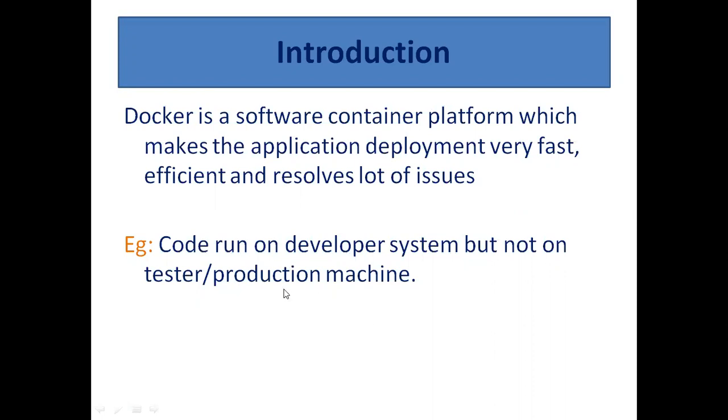So what issue does it resolve? The code runs on a developer machine but does not run on production or some other machine because of a dependencies issue. So in Docker, what we are doing is bundling everything, like dependencies and binaries, into a single container. So wherever we move the container, it will work as it is.